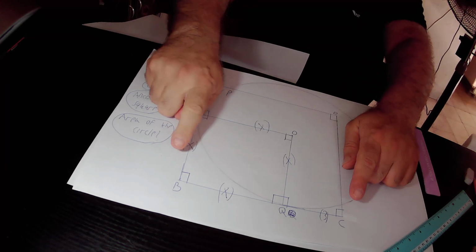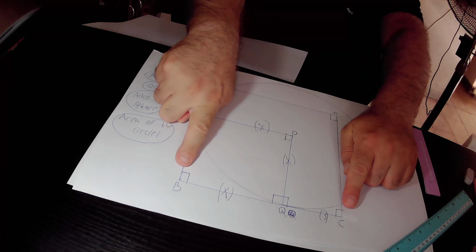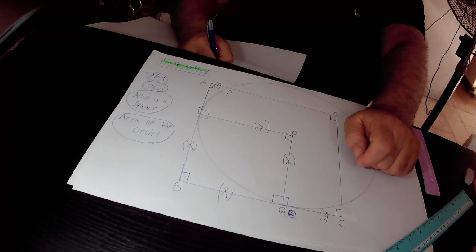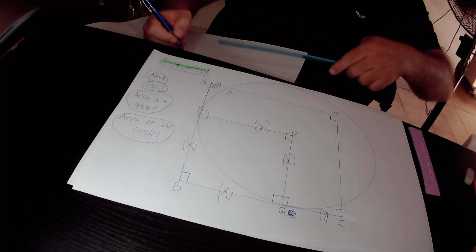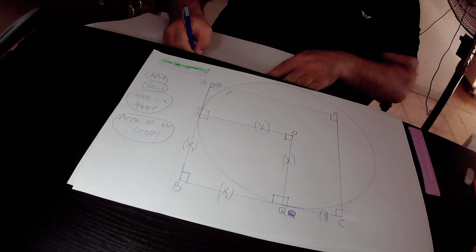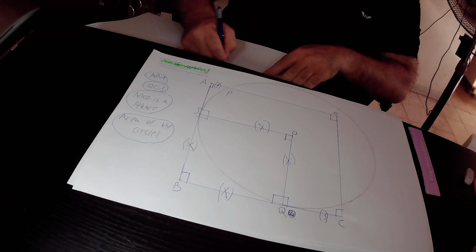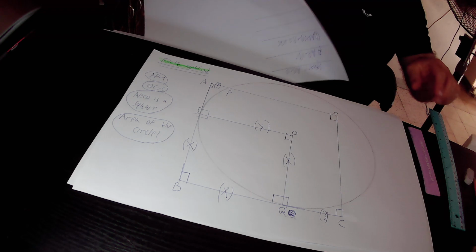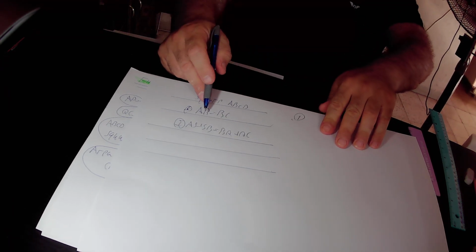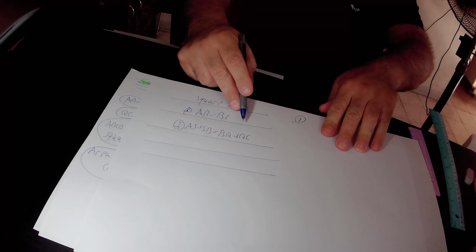And it is equal to side BC. BC equals BQ plus QC. So in total, according to equation 1, we found out that AS plus SB equals BQ plus QC.